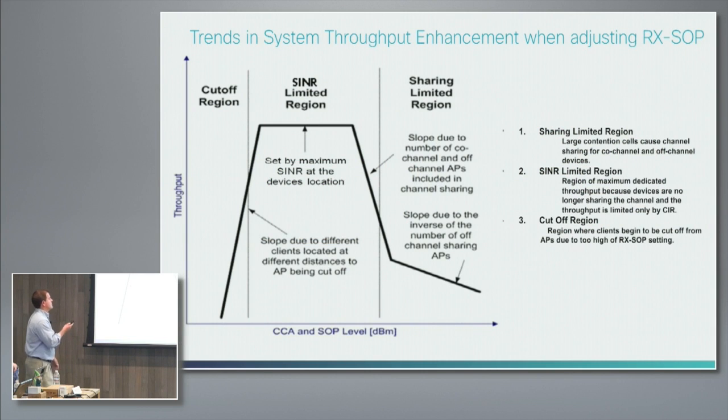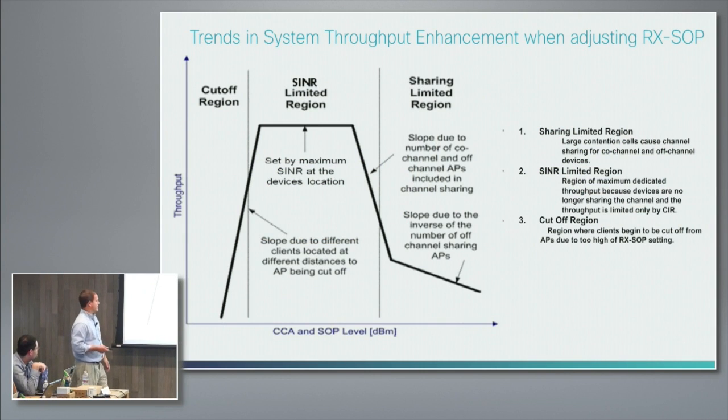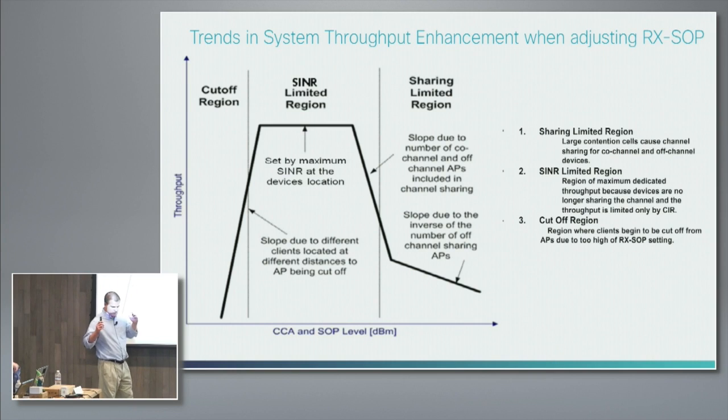So I wanted to show a plot of the general trends. We think CCA start-of-packet adjustment is great. It can totally improve your network. What's the catch? There's a huge catch. It's a long rope and you don't want to hang yourself with it.